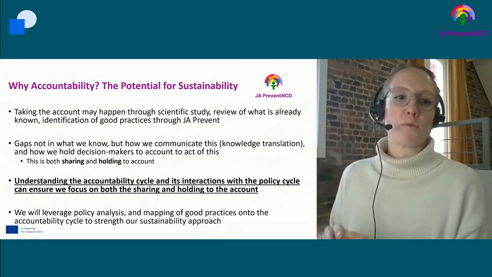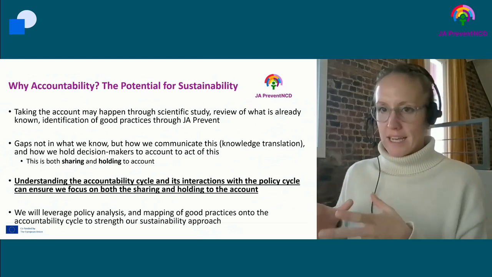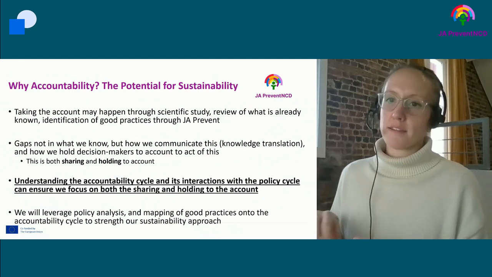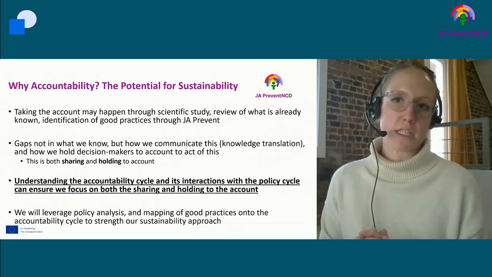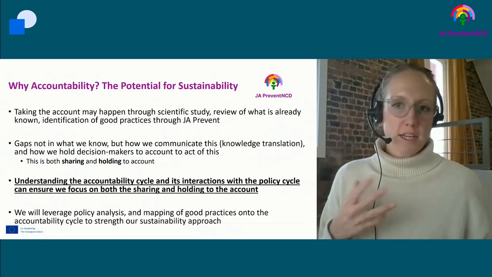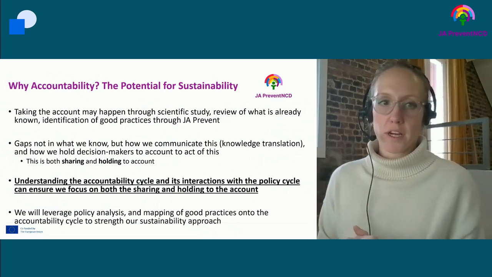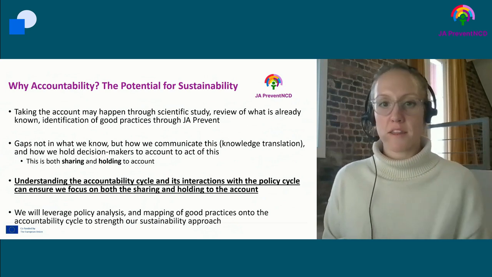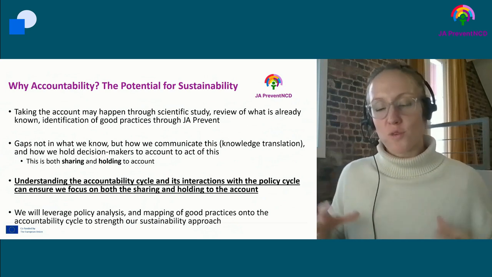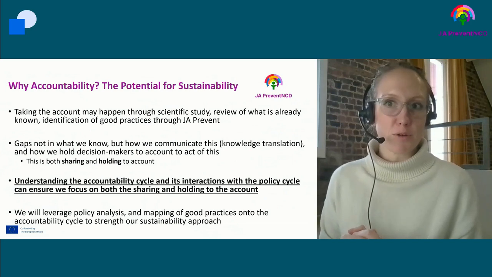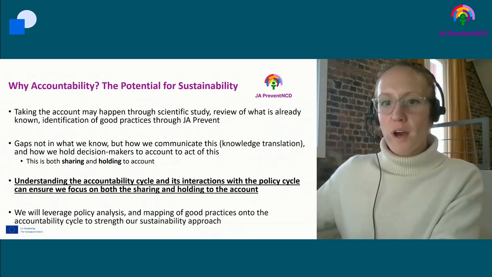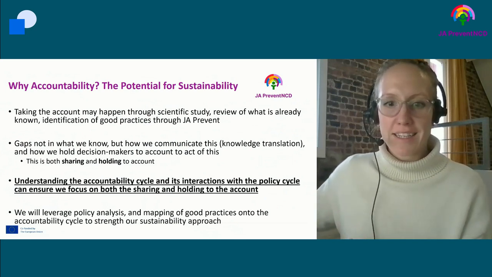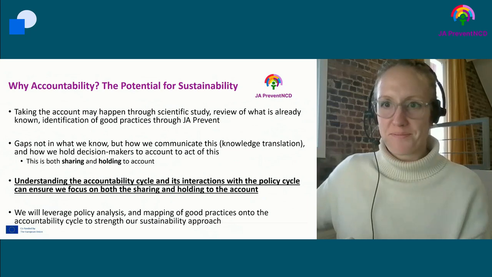And that's the interaction with the policy cycle, putting in mechanisms at the right place and the right time related to the right subject. So moving forward, essentially, the next several years, we're going to use both the accountability cycle, policy analysis, and the mapping of good practices to strengthen our sustainability approach. So thank you. I will stop sharing and hand it back over to Katja.